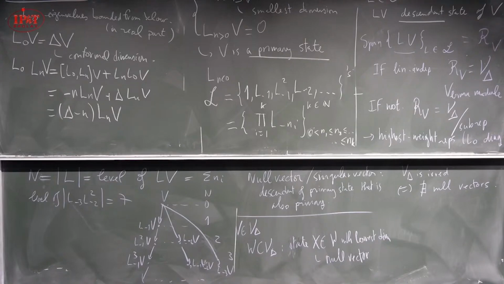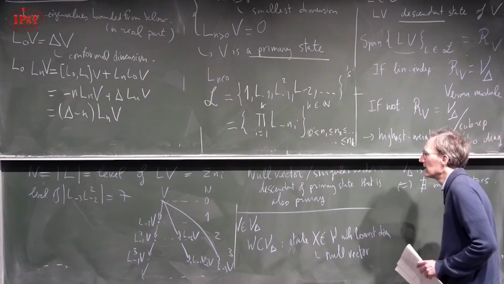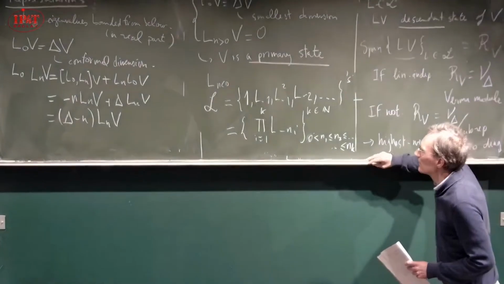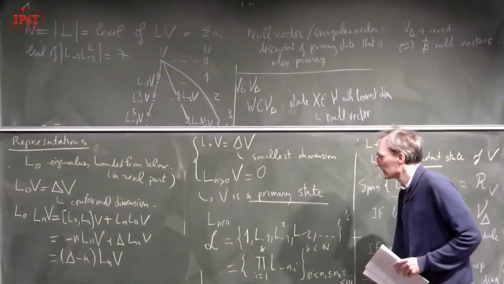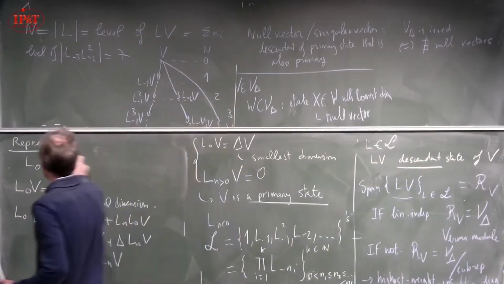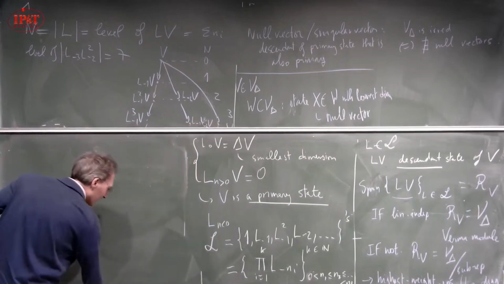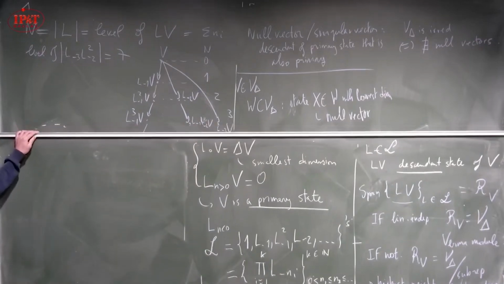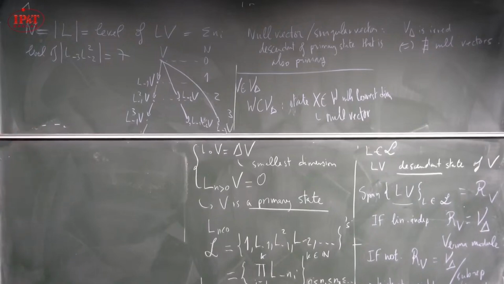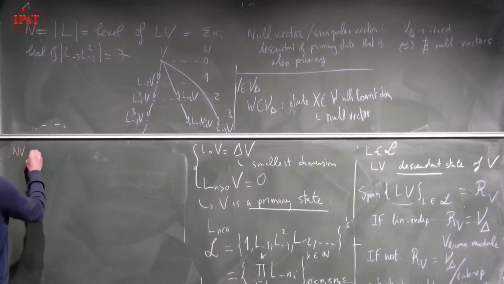Okay, do you agree with these algebraic statements? So if you agree with the principle, well, we have to put it in practice and actually look for null vectors. So where could we find null vectors in a Verma module? Well, let's start with level 1. So is there a null vector at level 1?